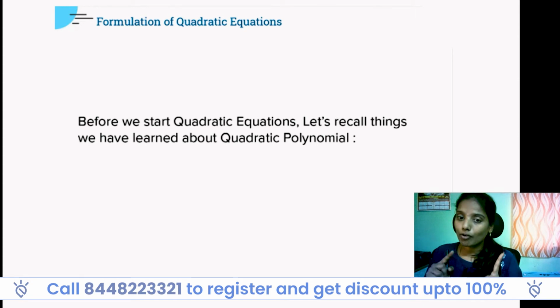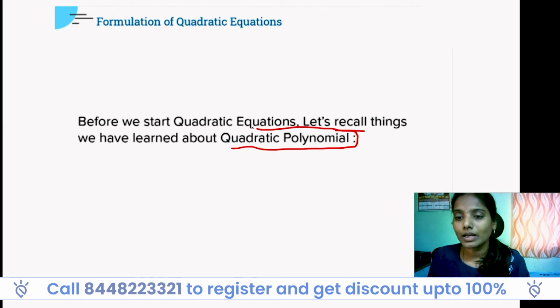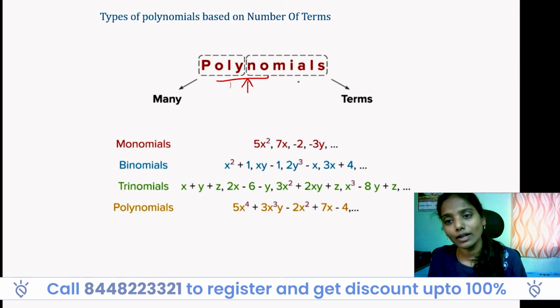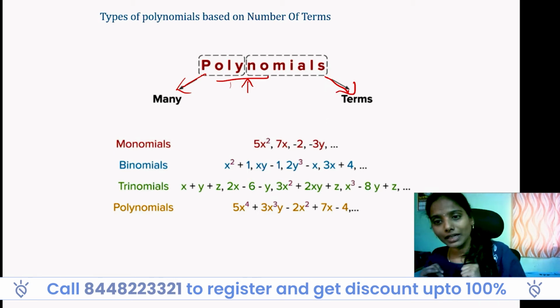Before we start quadratic equation, let's recall what a quadratic polynomial is. So we want to know about polynomial. What is polynomial? I think you all know that. So let's discuss what it is. The term polynomial itself has 2 parts, poly and nomial. Poly means many and nomial means terms. It means it has many terms.